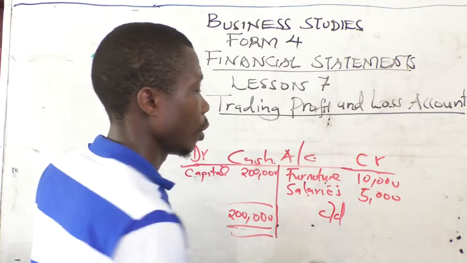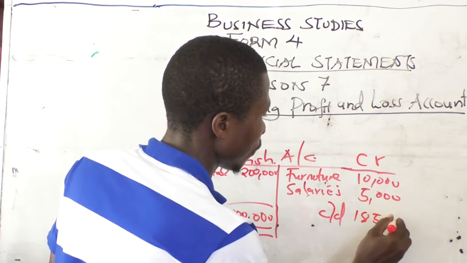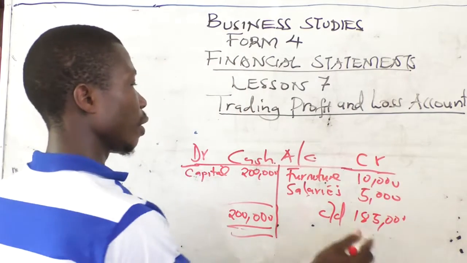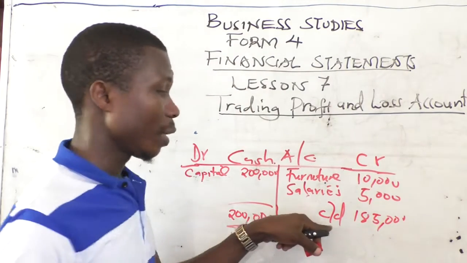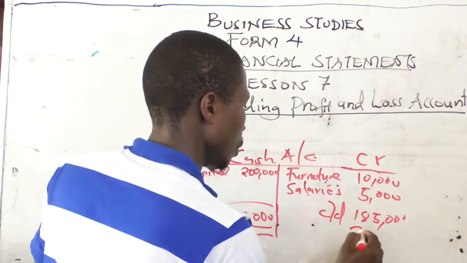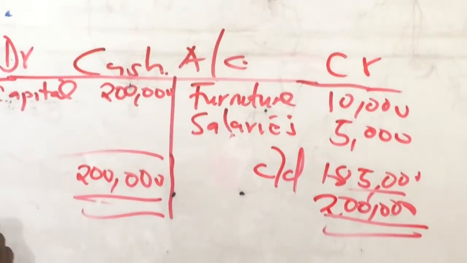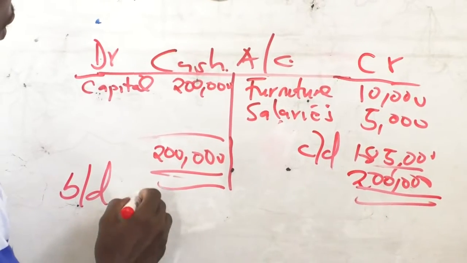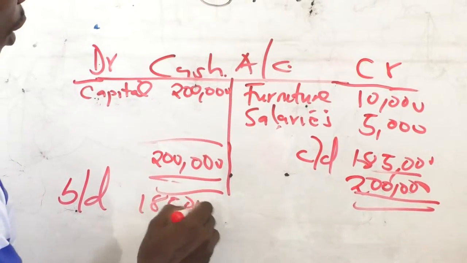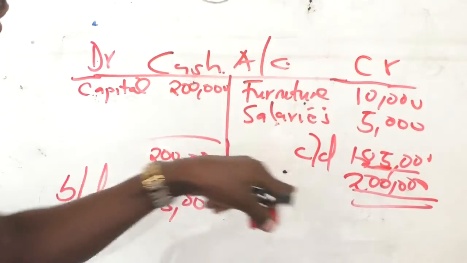Balance carried down is equal to 185,000. So 185,000 will be the balance carried down. If you add all of it, it's going to be 200,000. Then here you bring balance brought down, the money that the business closed with, which is the balance carried down, in the credit side. So I hope you understand it.